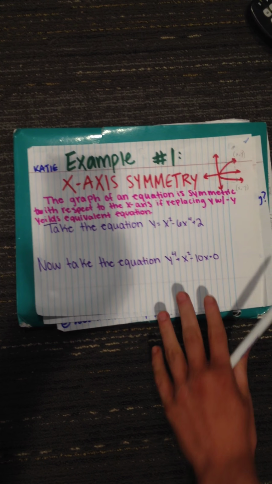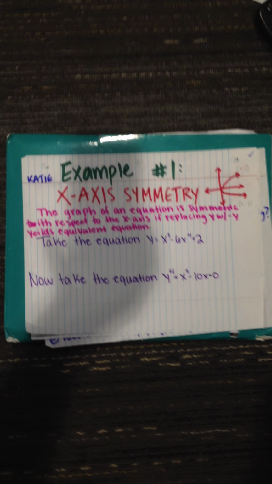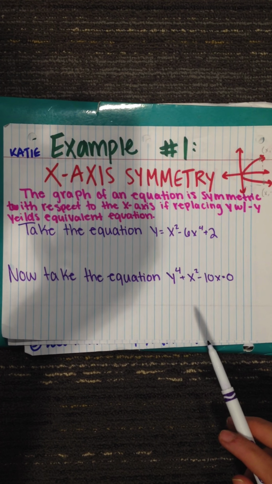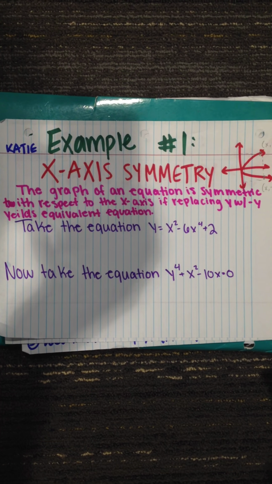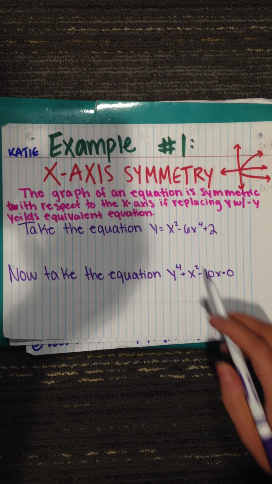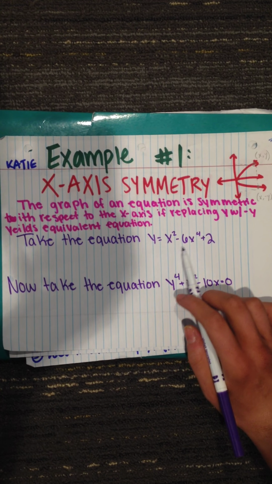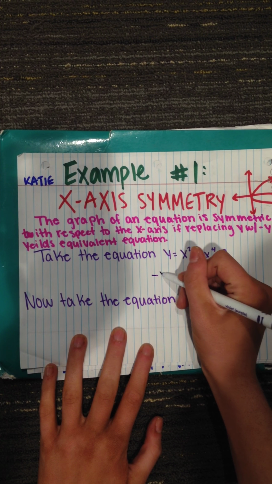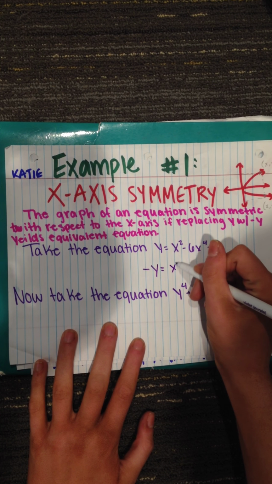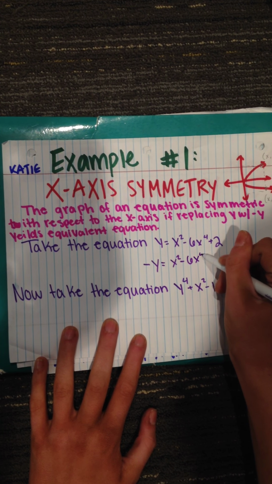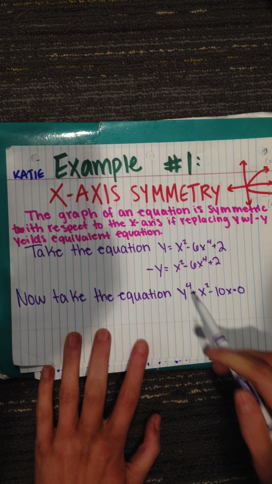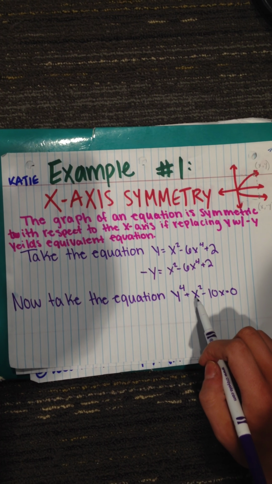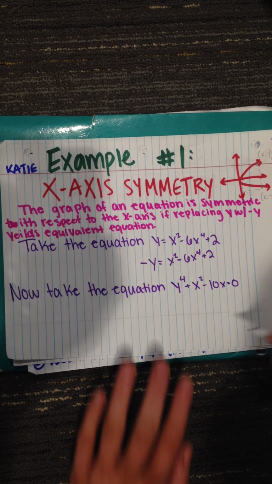Okay, this is Katie Kirchhoff, and I'll teach you about the x-axis symmetry. The graph of an equation is symmetric with respect to the x-axis if replacing y with negative y yields an equivalent equation. So if we take this equation, y equals x squared minus x to the fourth plus 2, and replace y with negative y, so negative y equals x squared minus 6x to the fourth plus 2, you can see that both equations are not equivalent.